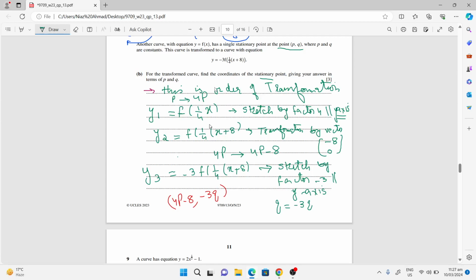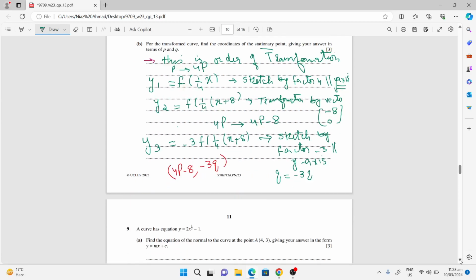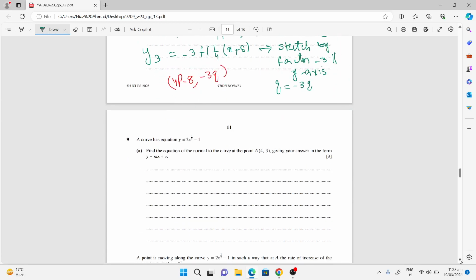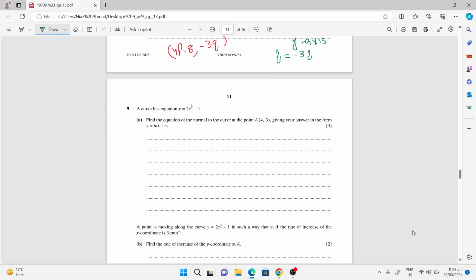Silly mistakes will deduct your marks, so you have to be very careful. So this is the order of transformation: P to 4P, and this is y1, this is y2, and this is y3, and finally we obtain 4P minus 8, negative 3Q. So moving to the next question. A curve has equation this.